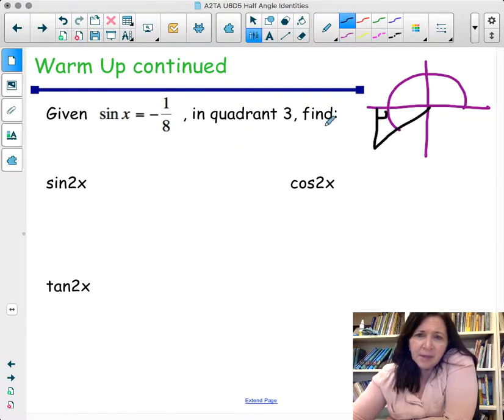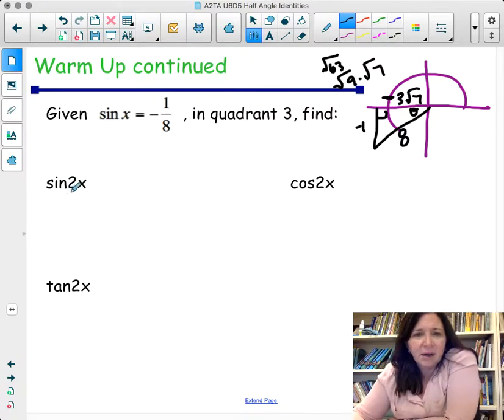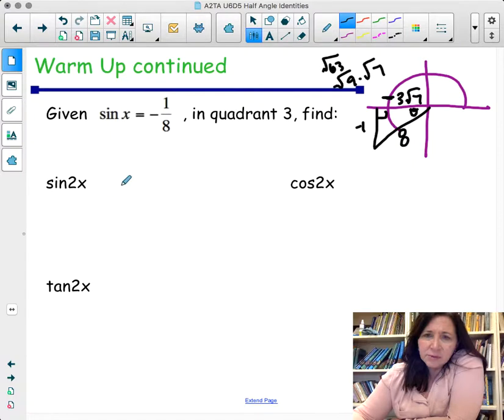This comes up. We know sine of x, or my angle, is negative 1 over 8. This is what? 64 minus 1, which is the square root of 63, which is the square root of 9 times square root of 7. So that's this value here will be negative 3 root 7. And so I need sine of 2x, or 2 theta.